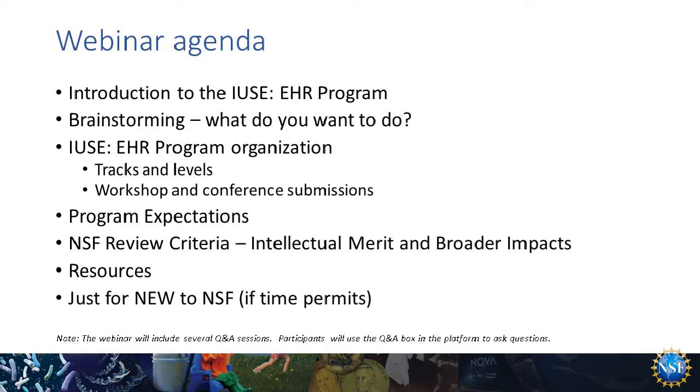We're going to do a few things today. We'll start with a brief introduction to the program itself and give you an idea as to what the program is about. I'll give you just a minute to maybe brainstorm a few ideas of your own, to think about what you might like to do, and to hold that as a thought that you can use to guide you as you listen to the rest of the webinar. We'll talk about the program organization, and that will include a brief description of the different tracks and levels that are available within the program, as well as workshop and conference submissions. We'll go into some information about expectations of the program, what the program is looking for in proposals that are received to this program, as well as the review criteria that will be used to examine the different proposals. We'll provide you with some resources that will be available to you through the National Science Foundation or through AAAS.